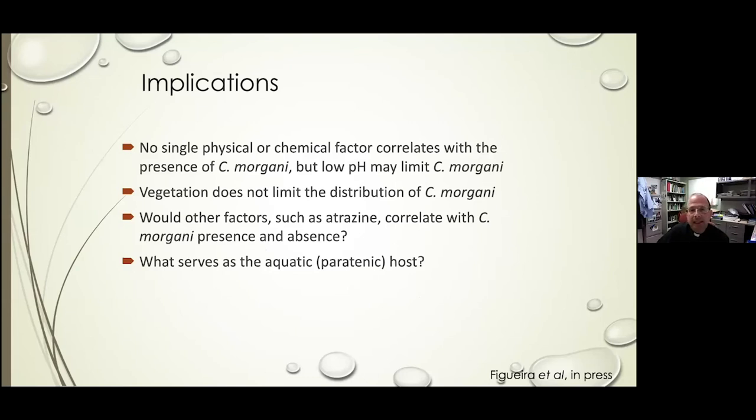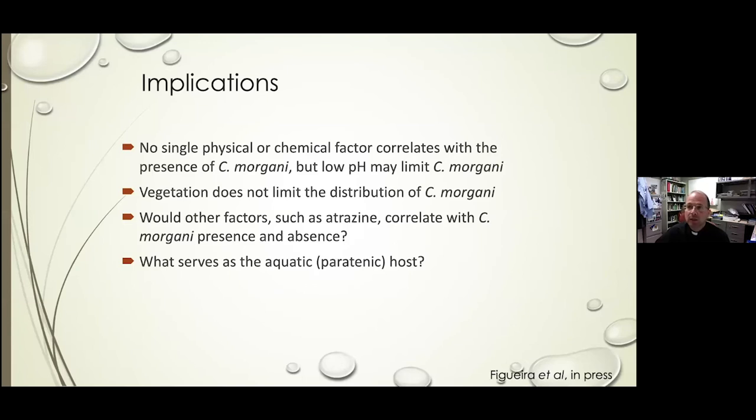We didn't find any single physical or chemical factor that correlates with the presence of Cordilleras Morgani. But there's some evidence in the literature that pH may play a role in other species of Cordilleras. And this is the first paper that will say that pH may limit Cordilleras Morgani distribution. We looked at vegetation because we know Cordilleras Morgani likes to wrap around twigs and branches, so maybe vegetation might play a role, but it doesn't seem to play a role here.